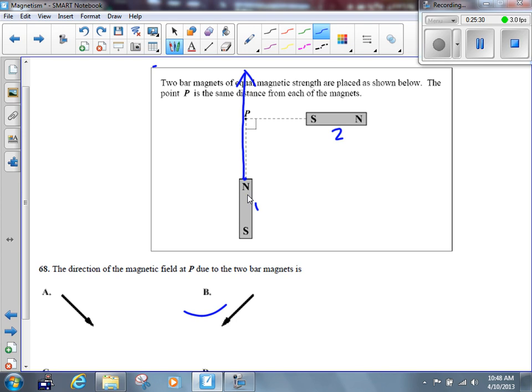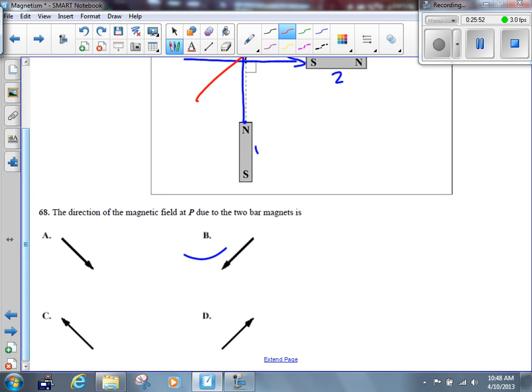The magnetic field caused by number 2, if we pretend 1 isn't there, is going to be straight towards it. What's the combined magnetic field going to look like if we have one magnetic field that's up and one magnetic field that's to the right? Combine them, it's going to be up and to the right. What's the answer? D is the answer. Good? One more.